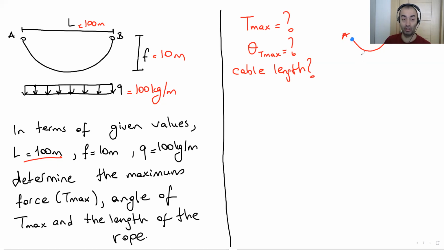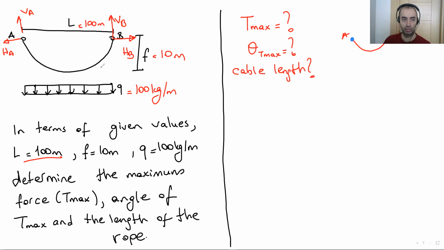So the support reaction is the maximum tension load here. Calculate Tmax. By the way, let me write here what we have. We have vertical A, horizontal A, horizontal B, vertical B, right?